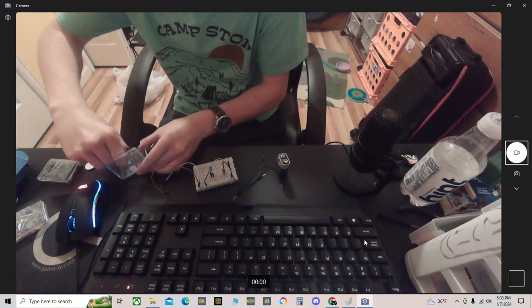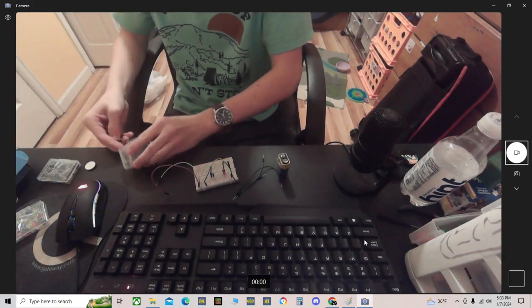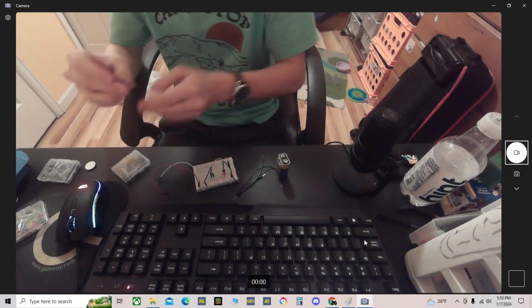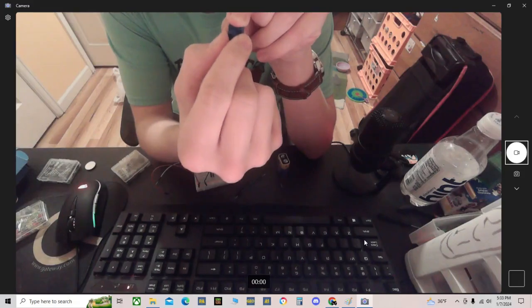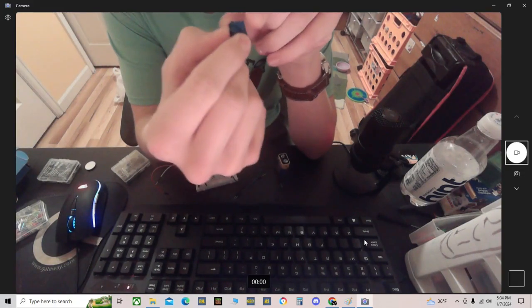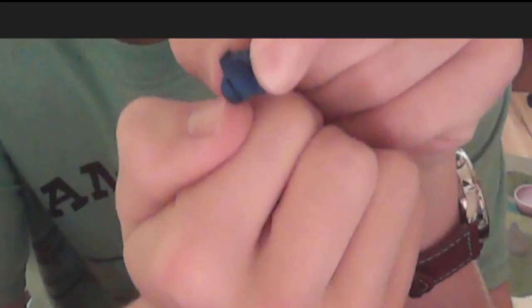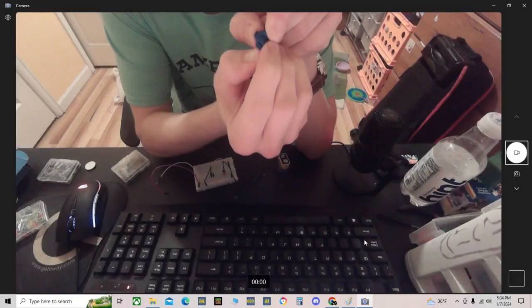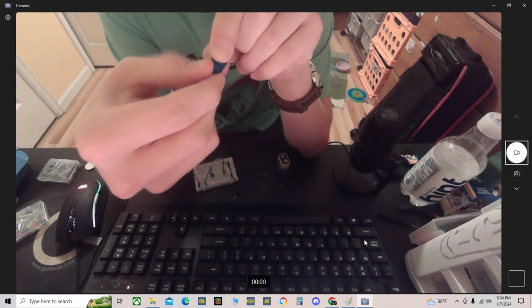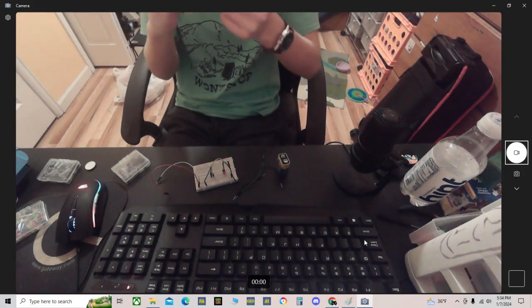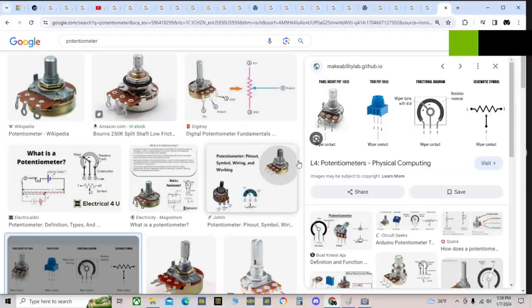The good old potentiometer. This thing is a potentiometer. It spins. You can see that. It can spin. Yeah, this thing, it spins because it changes in resistance is what it does.